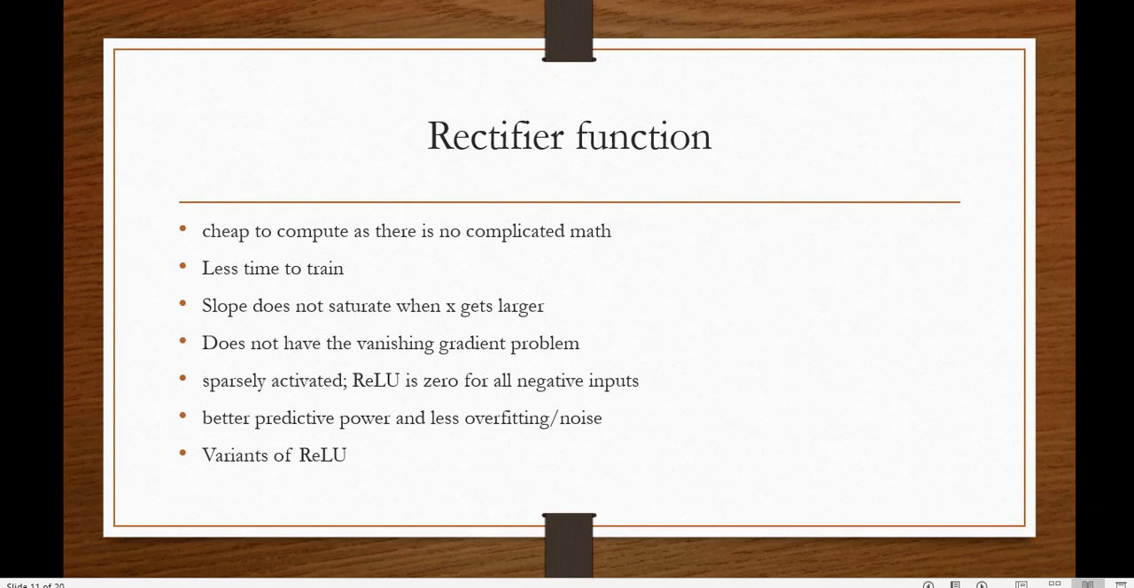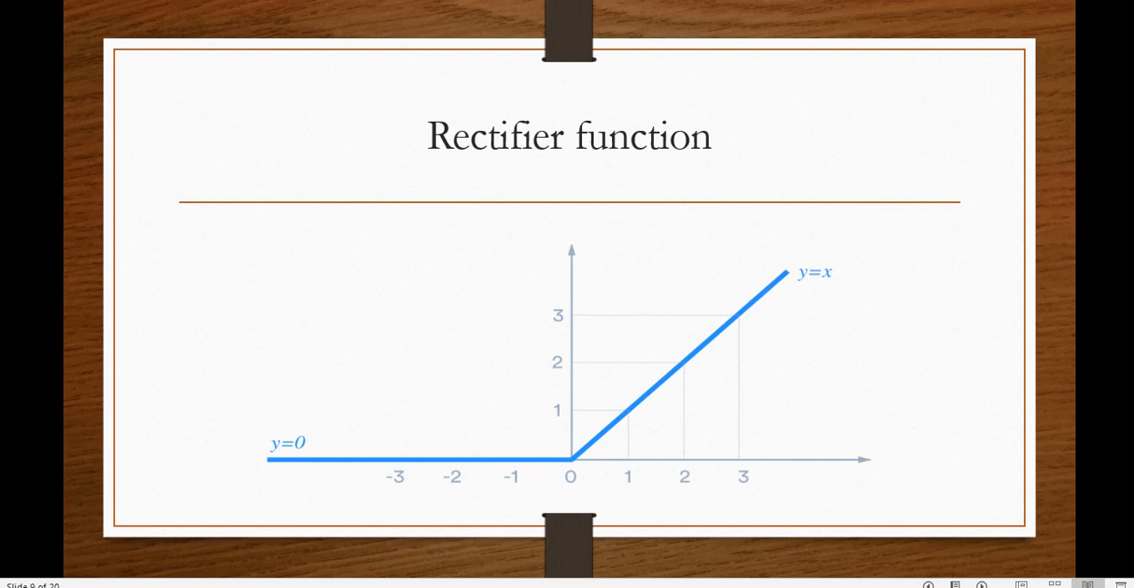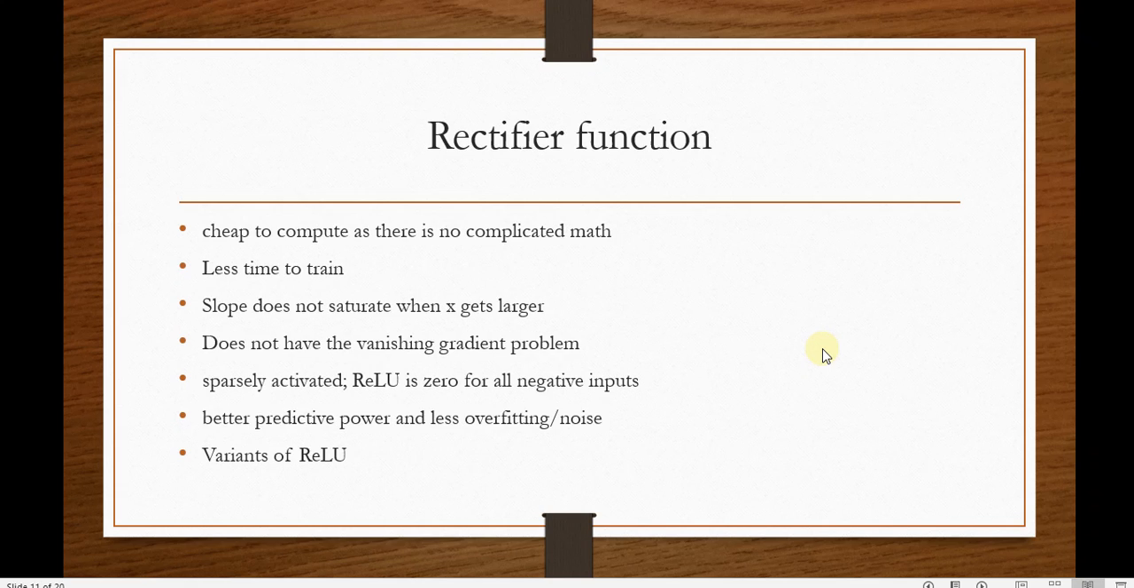You have seen in the sigmoid function or the tanh function that after a particular value of x, y becomes 1. Constantly y will be 1. But here it's not like that, because as you increase the value of x, you get an increase in the value of y. It can constantly increase. So, there is no stoppage here.